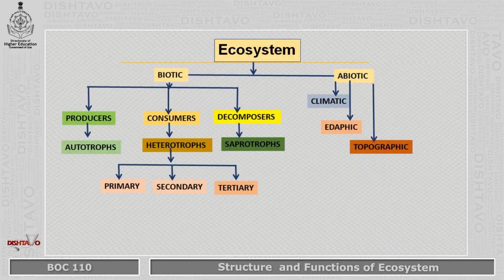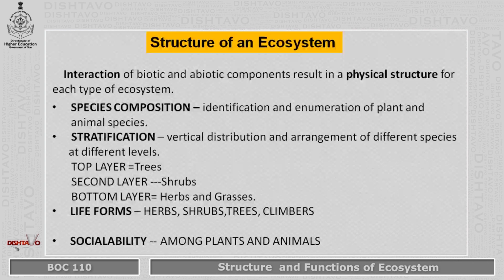We have producers, consumers, decomposers, and we have the abiotic factors like climatic, edaphic, and topographic factors, and they are in constant interaction with one another. That is, the producers, consumers, decomposers are in relation and interaction with each other, and they also interact with abiotic component. Now the structure of ecosystem.